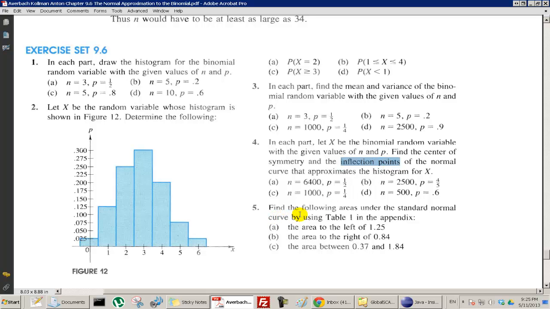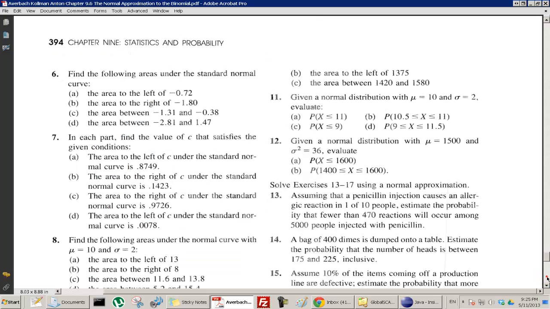Number 5, find the following areas under the standard normal curve by using table 1. Okay, so then you're using a table. You can check a table on the internet. You don't have table 1 here in this book, but you can check it on the internet. Find the following areas under the standard normal curve. This is just working with normal curves. You're supposed to have done that in statistics. In each part, find the value of c that satisfies the given condition. This is still just about statistics, just about the normal curve.